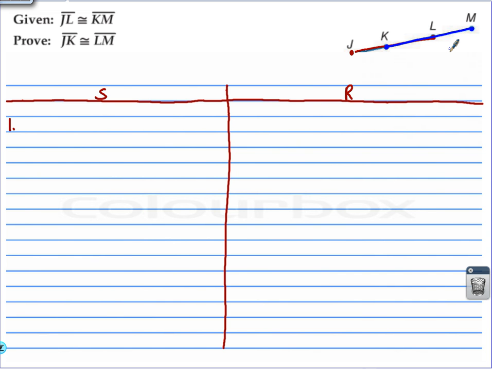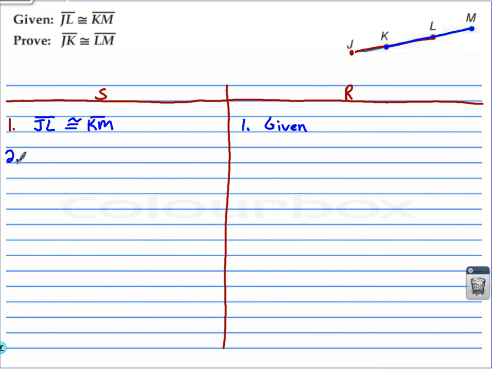So we've got to somehow subtract off that KL. We've got to take that KL off of both of these. So that's our plan. Okay, and you've always got to sit down and try to establish a plan before you start on this. Not given much. JL is congruent to KM. Given.